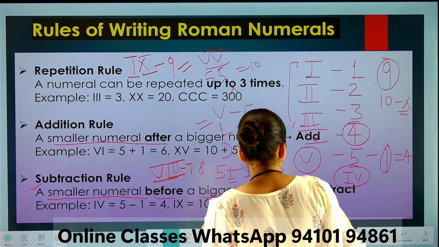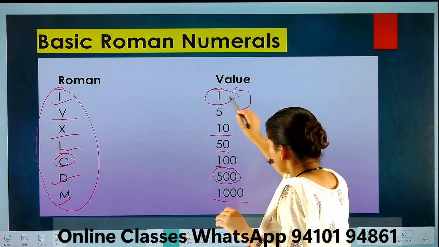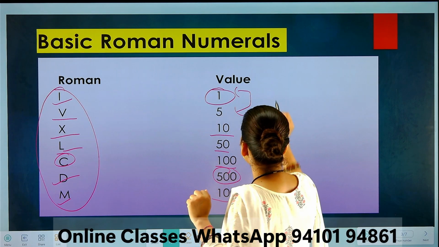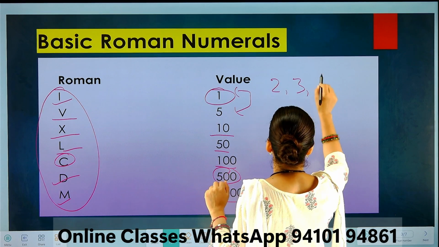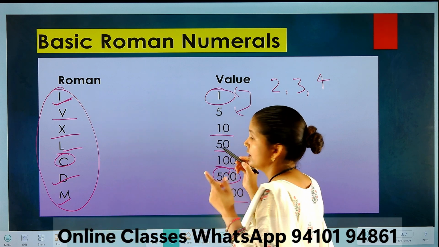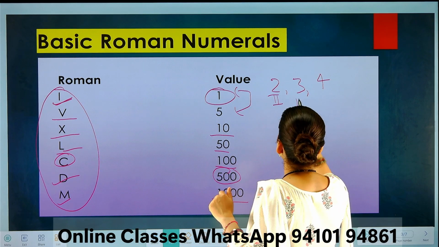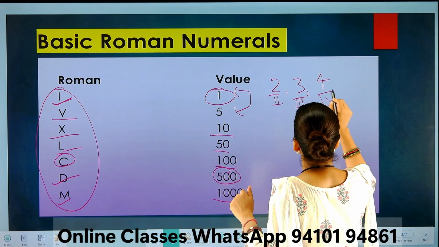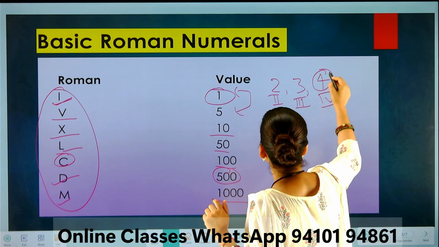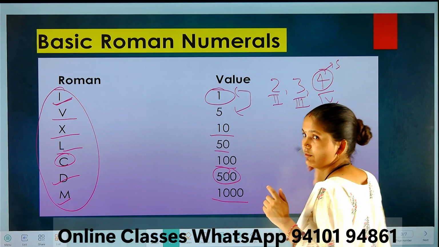For easy understanding, look here: there are 1 and 5, two values. In between 1 and 5, how many numbers are there? 2, 3 and 4. 1 we denote by I. The repetition rule says you can repeat I. So double I is 2, triple I is 3, and this is 4. How? We have repeated 3 times and now it's turn for 4. So 4 follows the subtraction rule. Got it? 1 subtracted from 5, so we get 4.